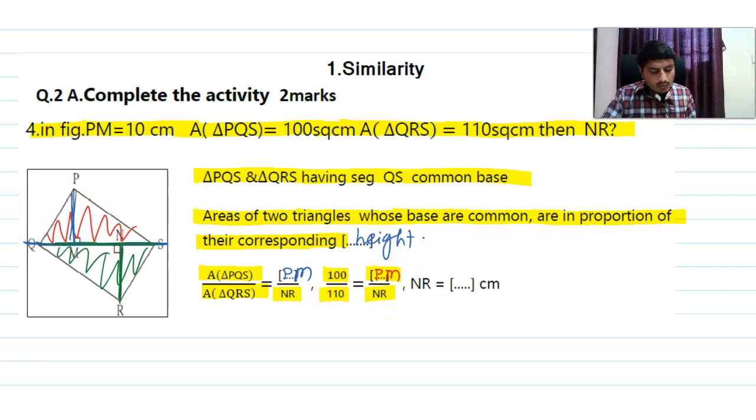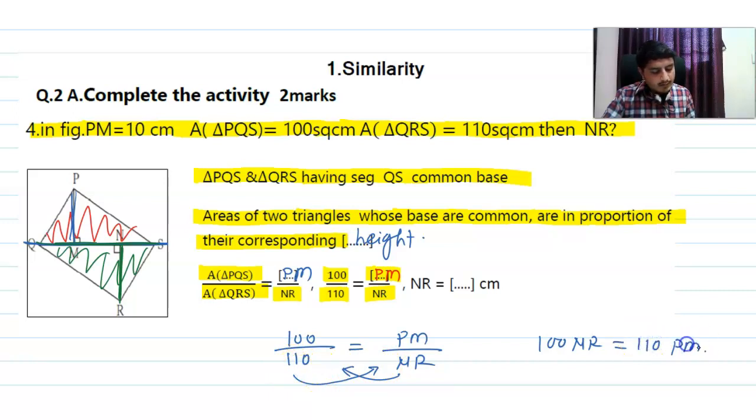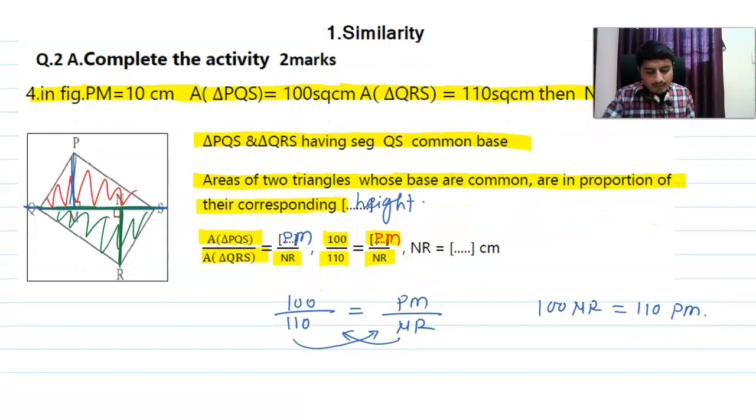So now we have 100 divided by 110 equals PM divided by NR. Once we shift NR from RHS to LHS, the divisor becomes the multiplier. Multiplier to whom? To 100. So we get 100 times NR equals, once we shift 110 from LHS to RHS, 110 is the divisor. After shifting, it becomes the multiplier to PM. So now we have to evaluate the value of NR.